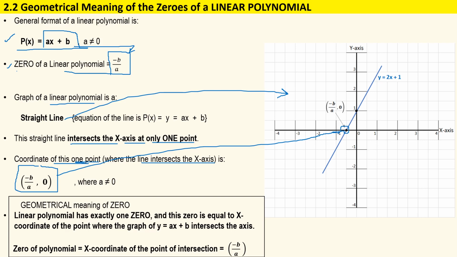So we can write the geometrical meaning of zero as: the linear polynomial has exactly one zero, and this zero is equal to the x coordinate of the point where the graph of y is equal to ax plus b intersects the x-axis. Or in other words, we can say that the zero of a polynomial is equal to the x coordinate of the point of intersection, which is equal to minus b by a.